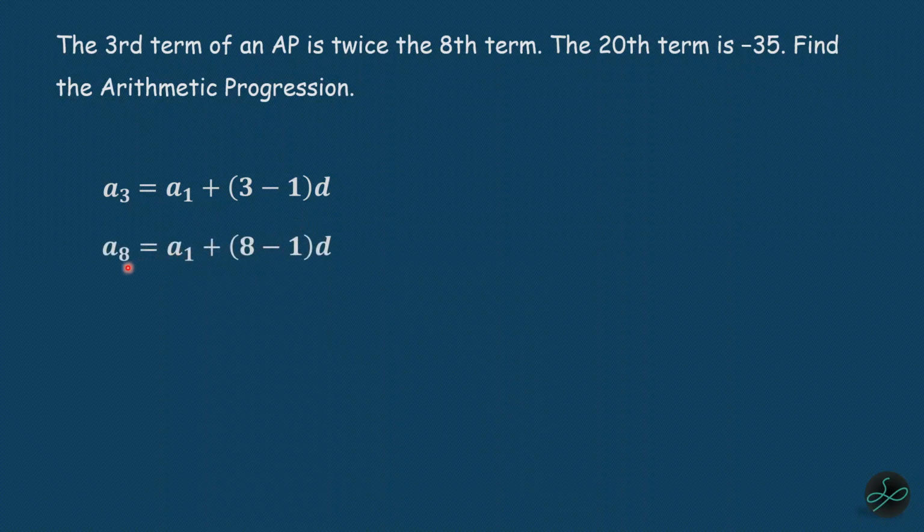For the eighth term, a sub 8 equals a sub 1 plus the quantity of 8 minus 1 multiplied by d. For the 20th term, negative 35 equals a sub 1 plus the quantity of 20 minus 1 multiplied by d. There are even 4 unknowns in these three equations. But since the third term is twice the eighth term, we can replace a sub 3 with 2 times a sub 8. Now we can see that we have built a system of 3 equations and 3 unknowns.